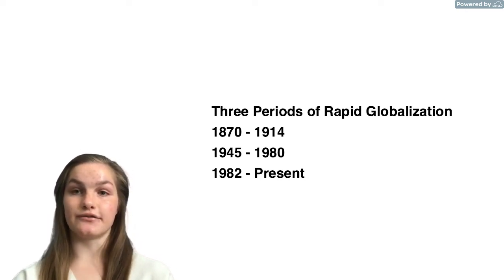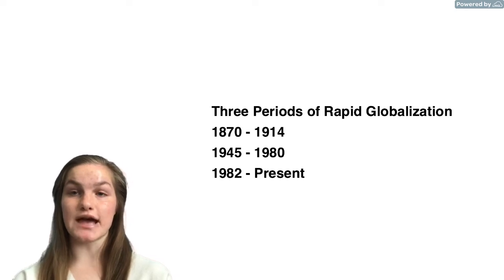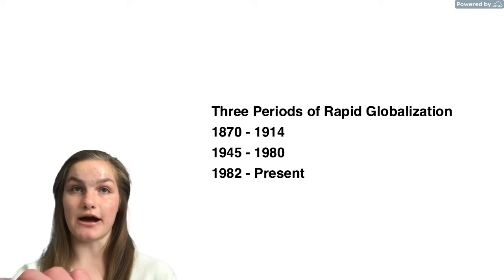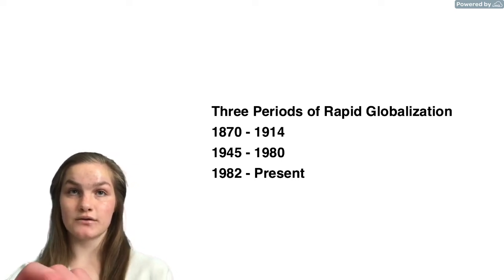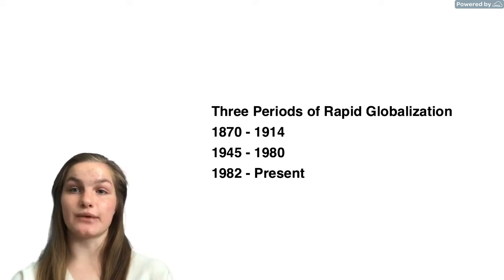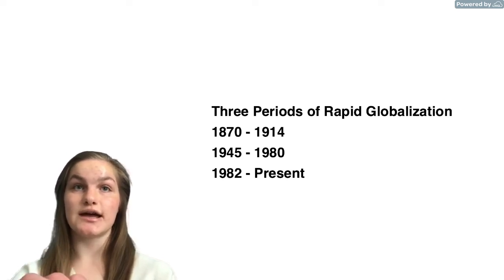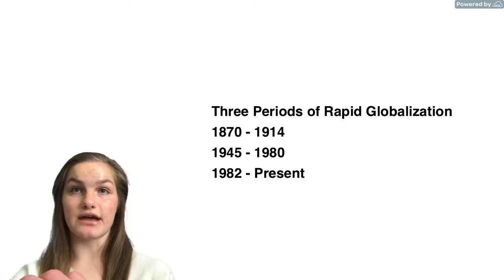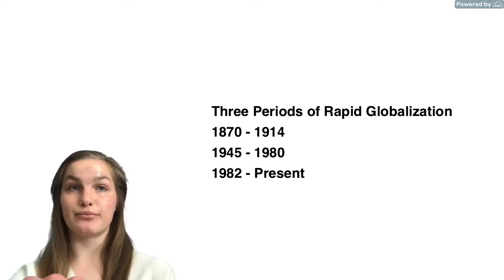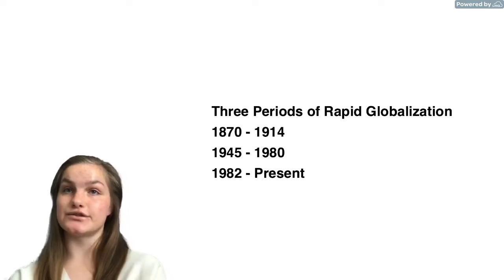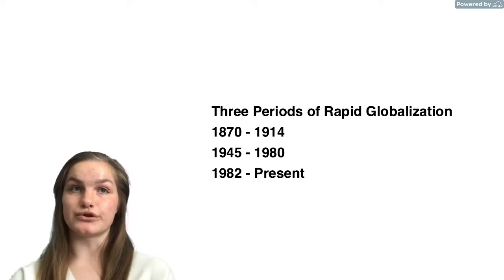The second period of rapid globalization started with the end of World War II in 1945 and extended to about 1980. It was characterized by the rapid increase of international trade as a result of the dismantling of the heavy trade protection that had been put in place during the Great Depression that started in the U.S. in 1929 and during World War II.